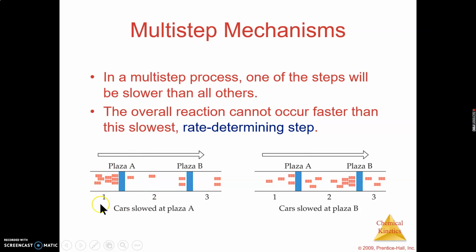It's controlling the rate, or it's controlling how fast the cars can move through. Over here, Plaza B would be the rate determining plaza, or the rate determining step, because Plaza B is controlling how fast the cars can move through. So when we look at our chemical reactions, what we're really concerned with is which step is the slowest. After that, every single step is going to be faster than that. So we're not looking at what is the exact speed, right? We have one step that's slow, the rest of them are fast.